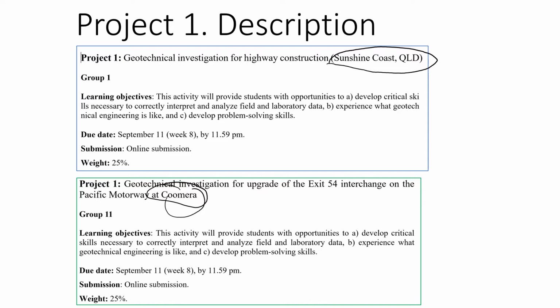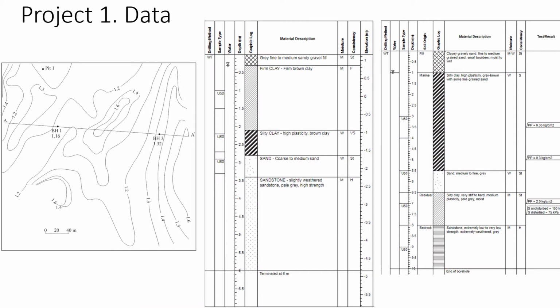Don't forget that the due date for the project submission is September 11th, which is Friday of week 8, and you're gonna get 25%. That's how much it is worth. Then you will see data. There is lots of data provided for you. All this data is result from real geotechnical investigation.